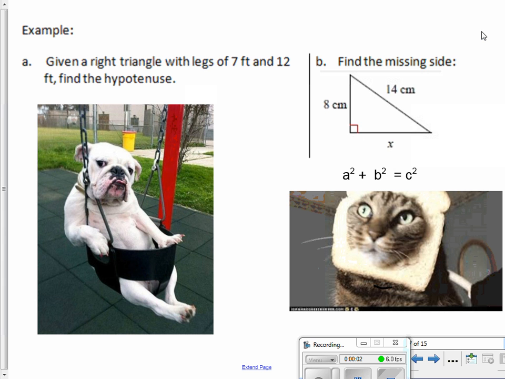Right, now we have our second video. We're going to start off with two examples and then get into some more definitions. And then we'll end off with a couple more examples. So we're going to jump right in here.